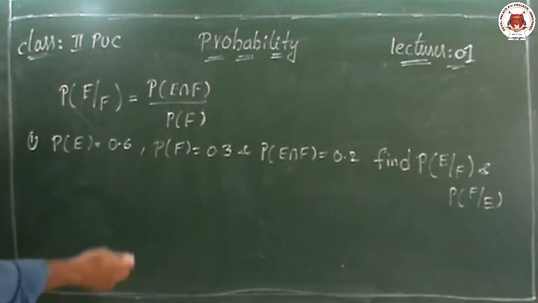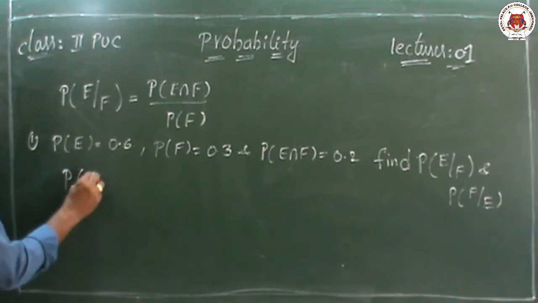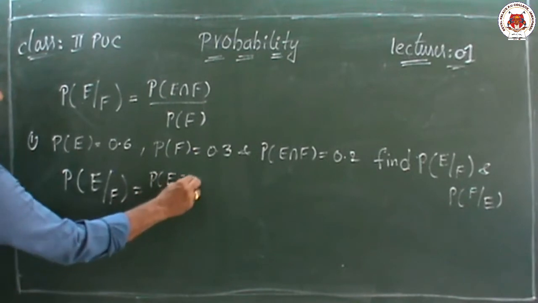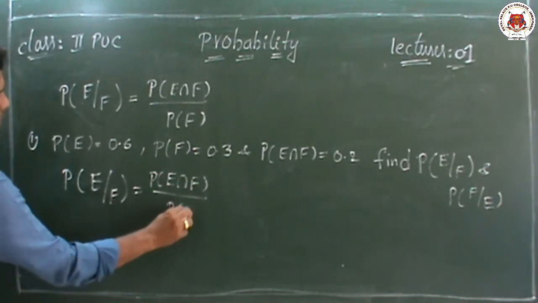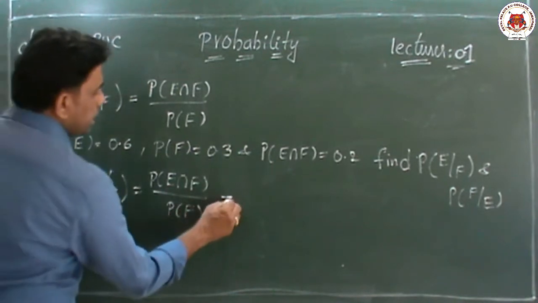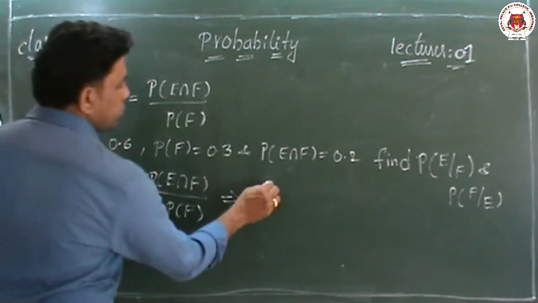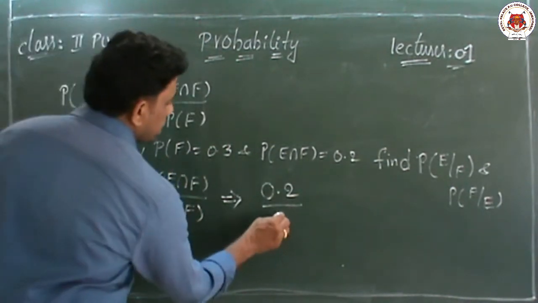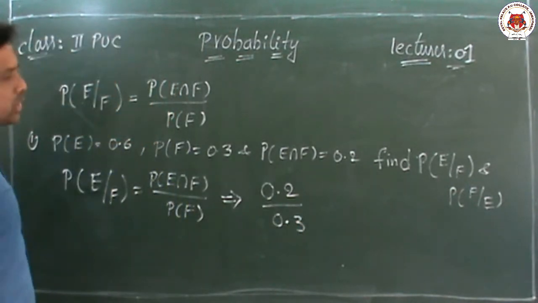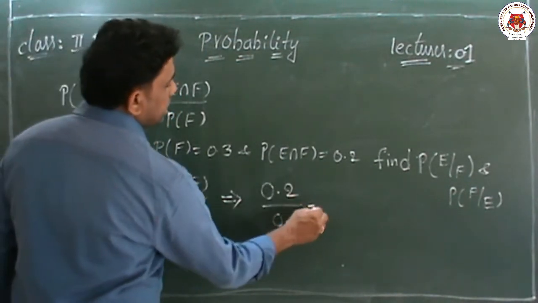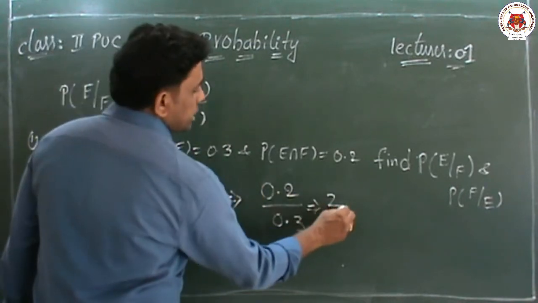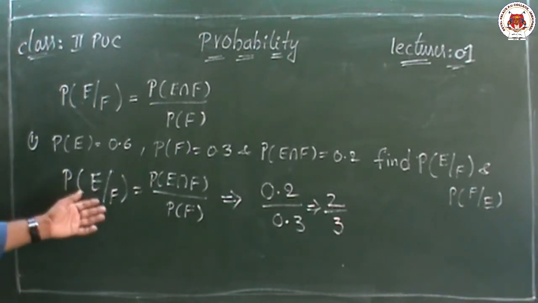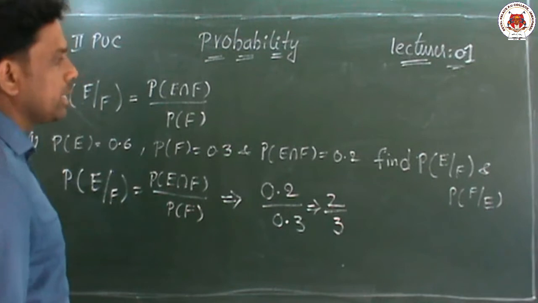How to find it? Using the formula, we know P of E by F equals P of E intersection F divided by P of F. The value of E intersection F is 0.2, and the value of P of F is 0.3. So children, after the point there is one place in both, so we can cancel it. We can remove the decimal point. Then what is the answer? The answer is 2 by 3. That means the answer for P of E by F is 2 by 3.